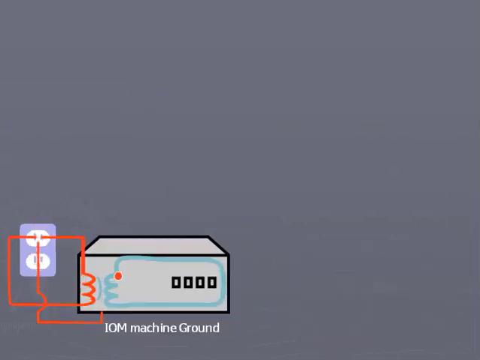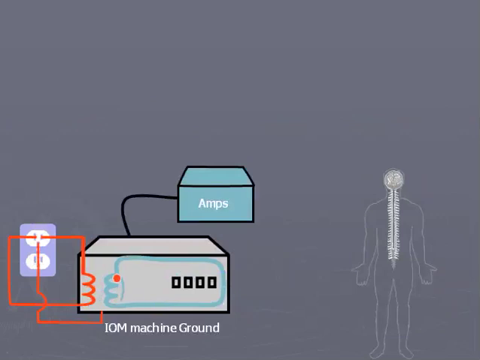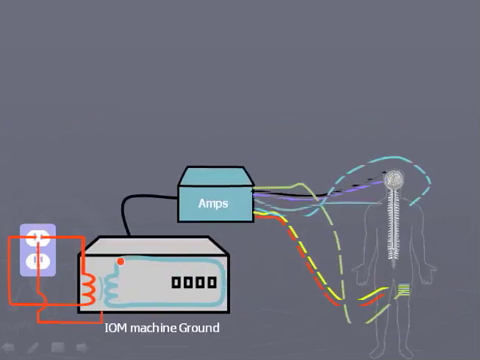Slide 44. Now let's consider our particular neurodiagnostic equipment and the connection we often call ground. Illustrated is a piece of IOM equipment. Here is our patient. Here are our amplifiers. Here are our multiple lead wires connected to the patient. Here is the amplifier box ground connected to the patient.